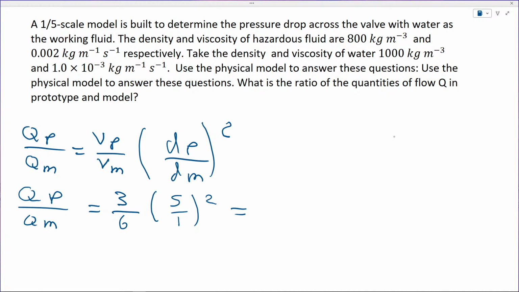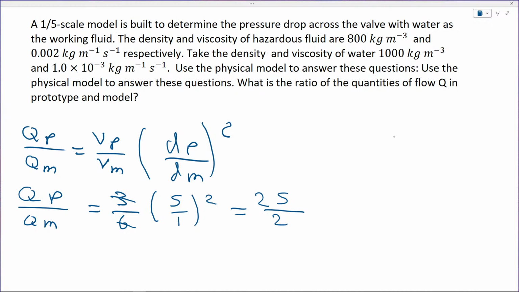So that's 1 over 2, and we get 25 over 2. So this ratio is 25 over 2. If I have 2 units of this flow in the model, that will correspond to 25 units in the prototype, which makes sense because the model is much smaller. That's exactly what we expect.